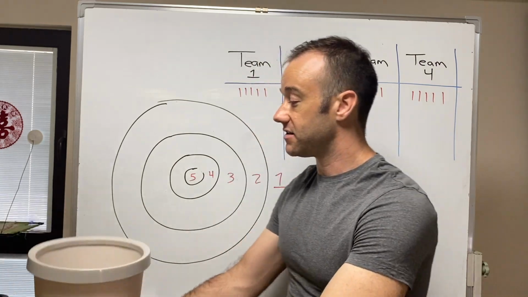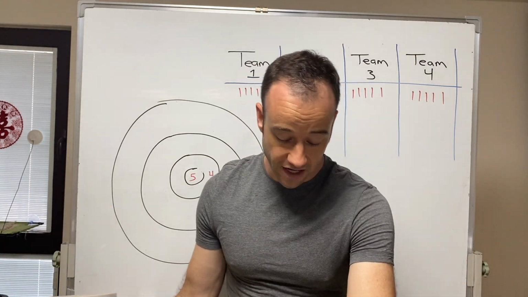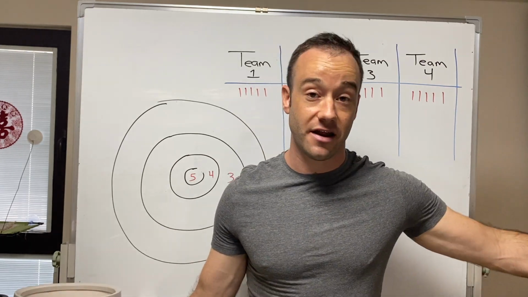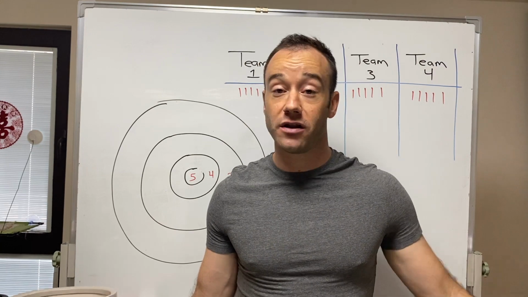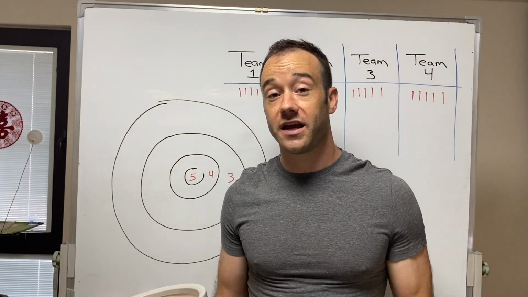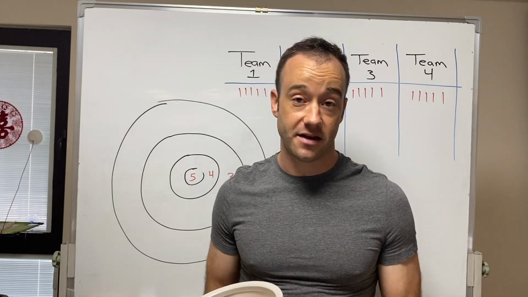So let's say the trash can is right here on a table, you can have a 1-point line, a 2-point line, a 3-point line, a 4-point line, and a 5-point line. Okay, so if they make it from the 5-point line, they can get 5 points. They make it from the 1-point line, they get 1 point, and so on. Or they can have as many chances to get it in a certain amount of time as you determine.